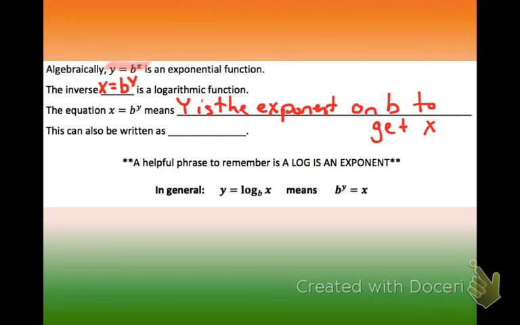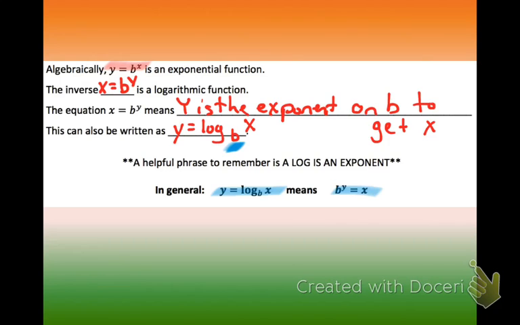It can also be written as y equals log base b of x, just like this. Make sure you make your b on the bottom there small as a subscript. It's tiny on the bottom. You're also going to have to write in these two things down here. y equals log base b of x means b to the y power equals x. Those are the exact same thing.